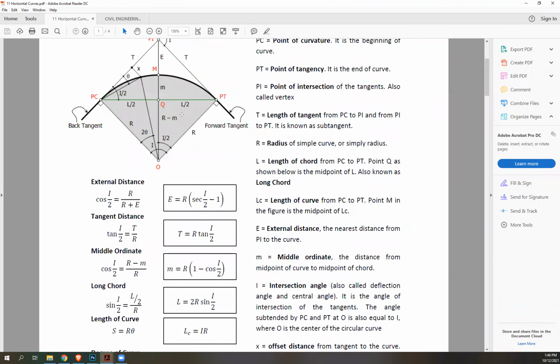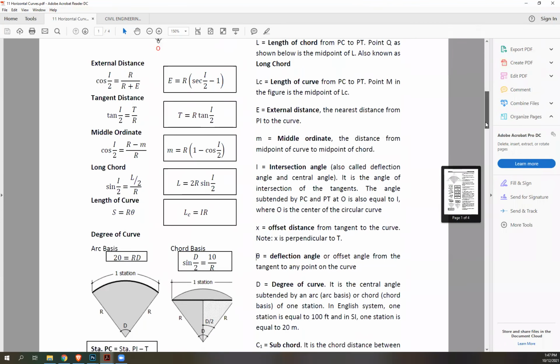So degree of curve isn't shown here, okay? It's not really a part of this simple curve. Well, it is, but it's a very small portion, which again, I'll show later.